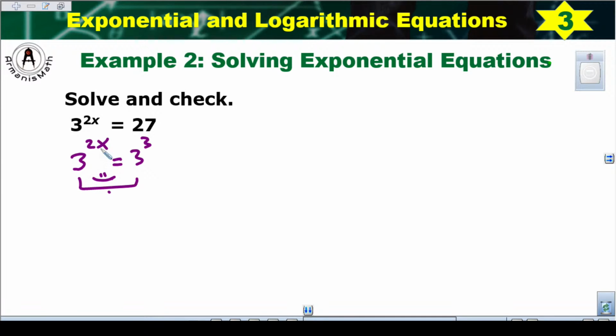So I said 3 to this 2x, so basically I'm going to say 2x equals 3. Well, what is x? Well, divide by 2. That's going to get you the x. X equals 3 over 2. So how do you check that?